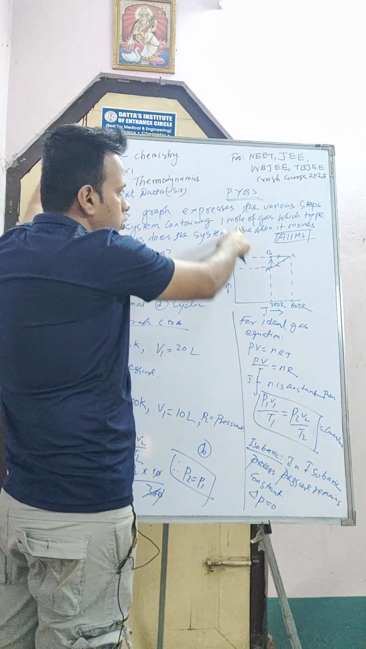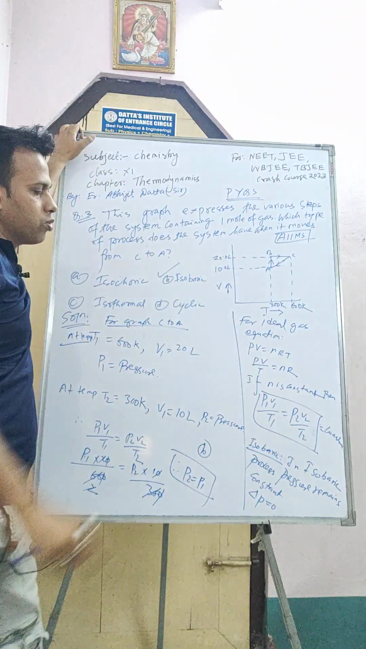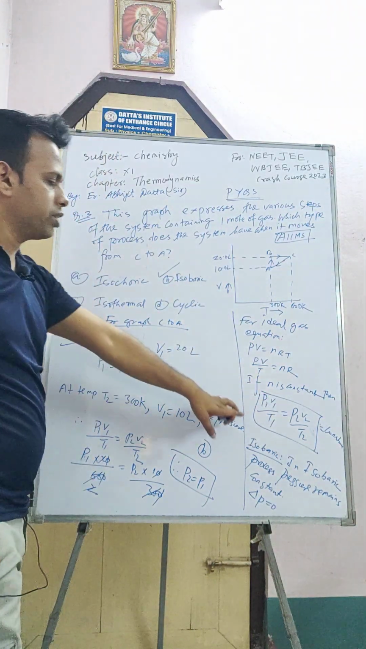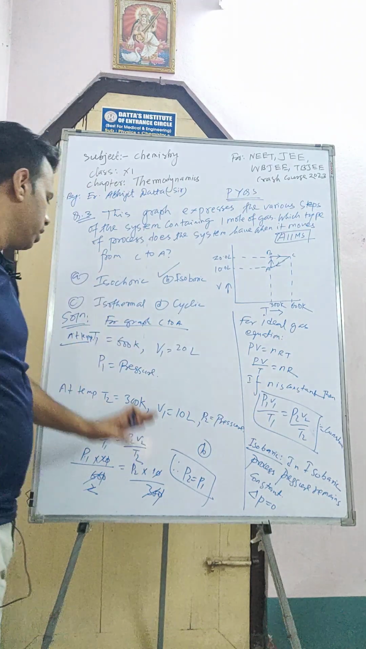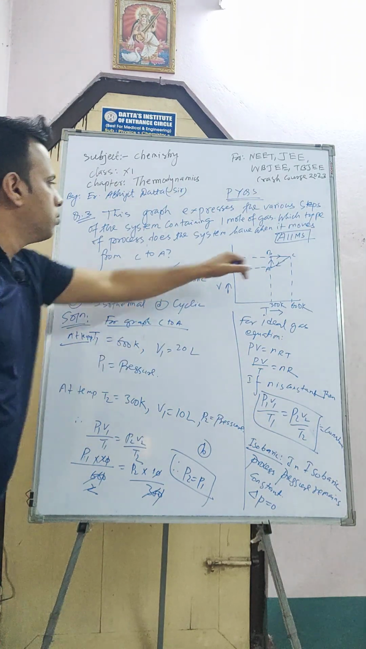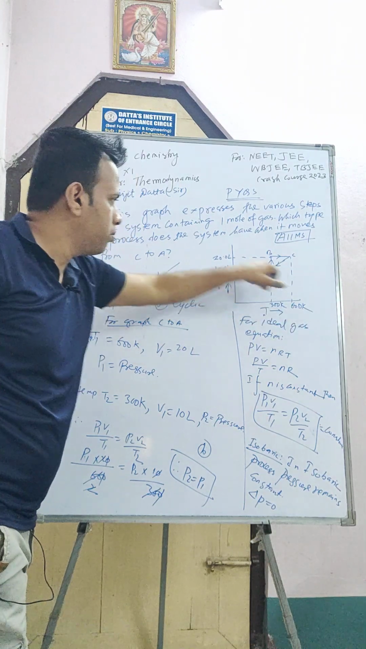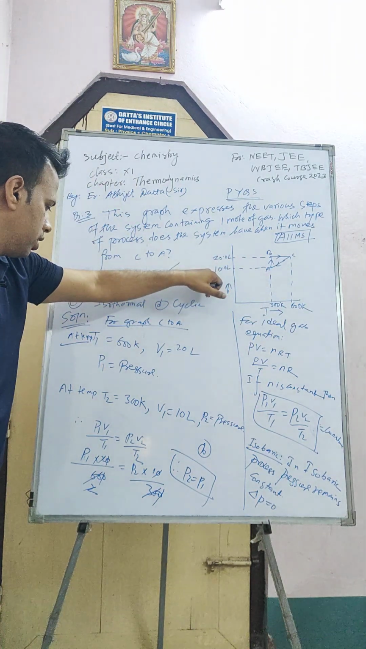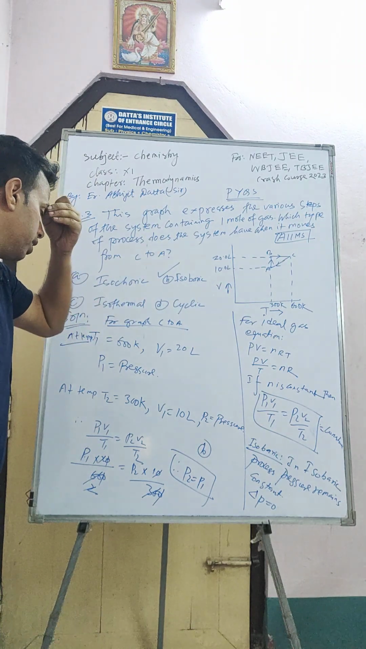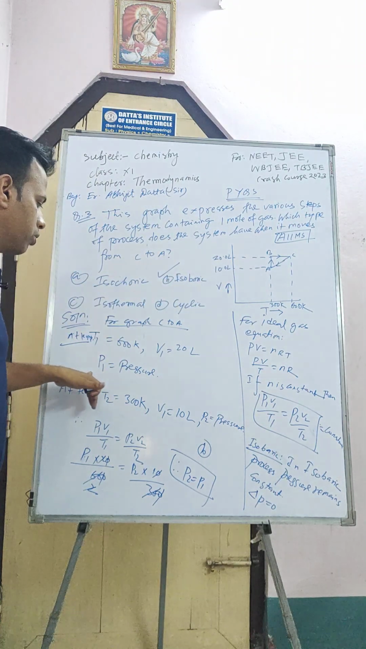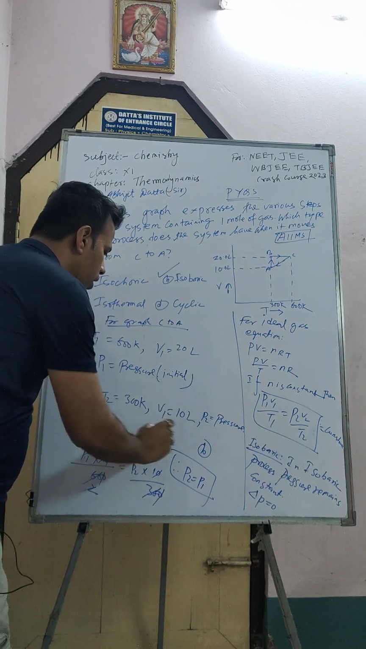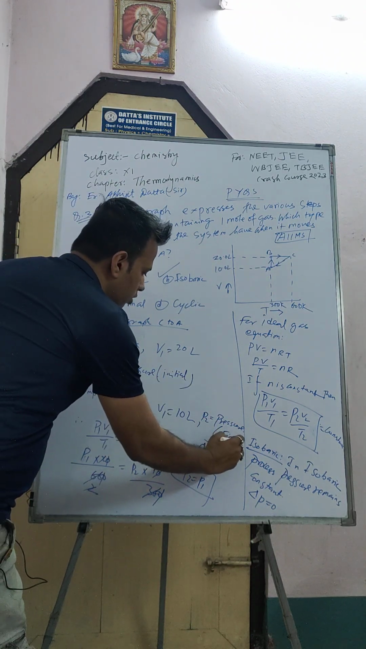If n, the number of moles, is constant, then P1V1 by T1 equal to P2V2 by T2. This one is constant, and here at temperature T1 volume is 20, and at temperature T2 volume is 10. Okay, that is 300. Then suppose initial pressure is P1, and this one is final. So I use this formula.